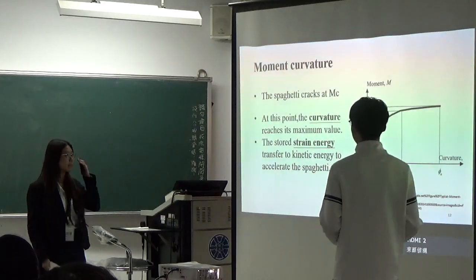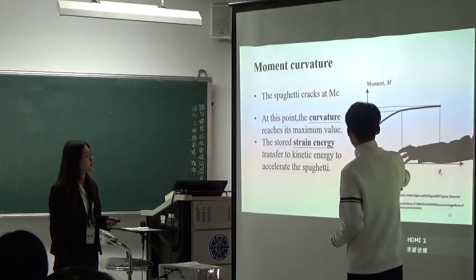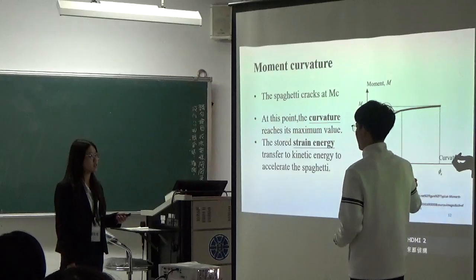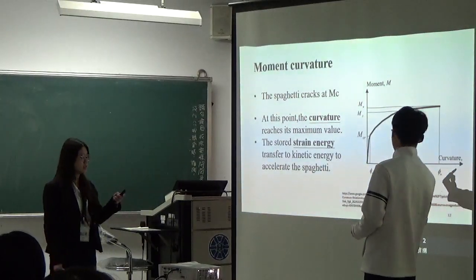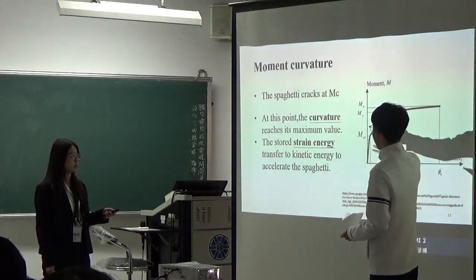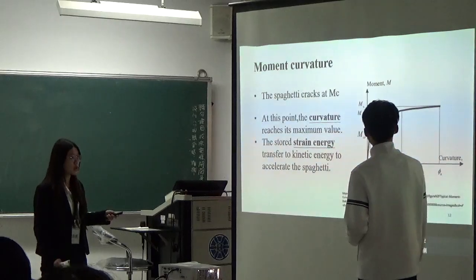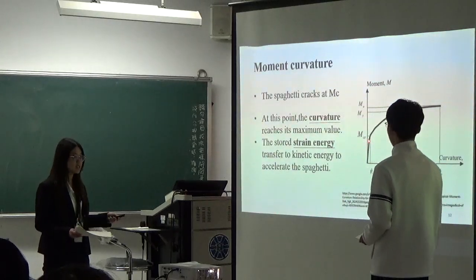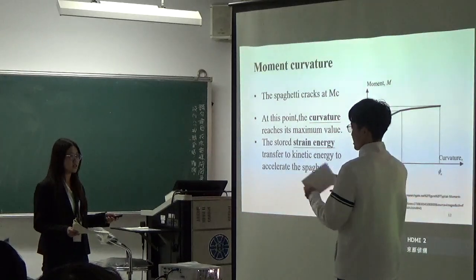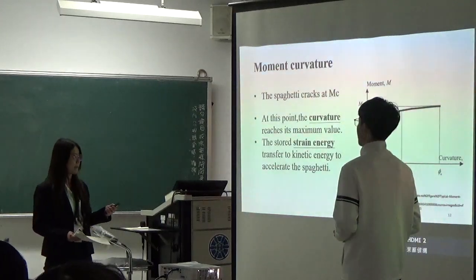So you said that the curvature reaches its maximum value at this point, right? Yes. This is the axis of curvature. So the curvature keeps on getting larger after it ejected. So why is it the maximum value? Because the spaghetti is quite cracked in here, so we consider the maximum value right before the spaghetti breaks. Right before. Okay. So can you turn to page 15?